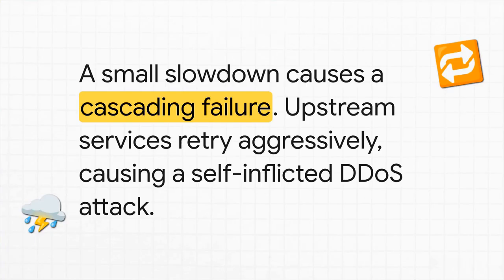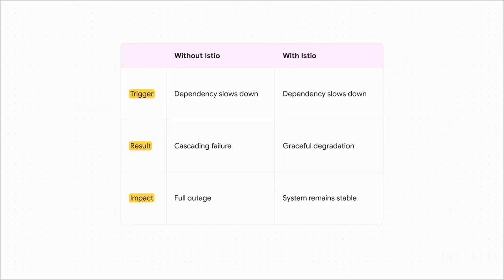We've all been there. It starts when a downstream service, let's say that external dependency from our diagram, just slows down a little bit. But then the upstream services start retrying their requests aggressively. And before you know it, that small slowdown has snowballed into a full-blown, self-inflicted denial of service attack that you created yourself. So let's look at the difference.